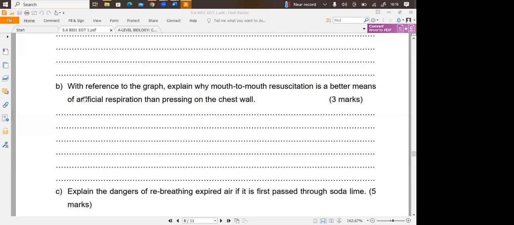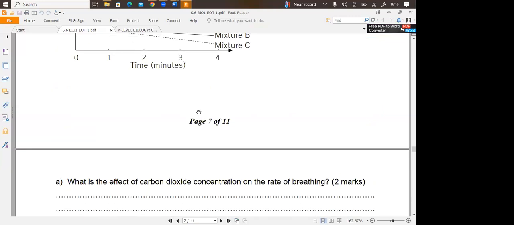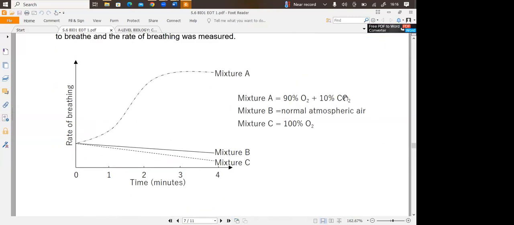So the science is simple. From the graph, we can see that the more carbon dioxide we have in the mixture, the higher the rate of breathing. So if a person is given mixture A at first, at 0, this person's rate of breathing will start to increase gradually after 1 minute. Then the person starts breathing faster and faster.